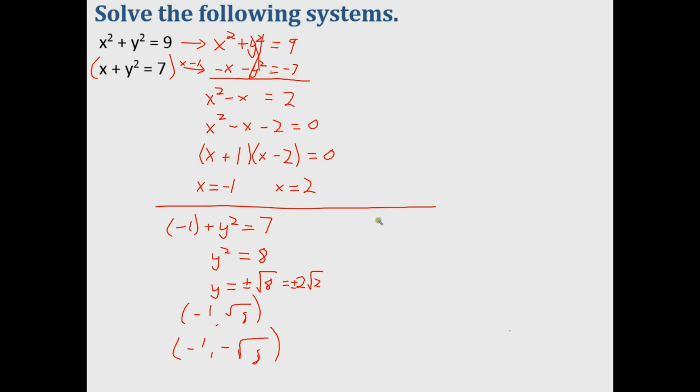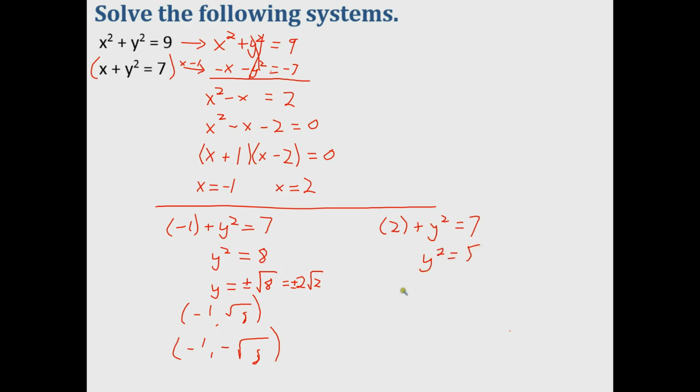And then after we put the -1 in, we can also put this 2 in. So we'll put 2 in for x. Again, we're putting it into the bottom equation. So 2 plus y squared equals 7. We're putting into this equation right here. And we'll subtract 2 from both sides. We get y squared equals 5.